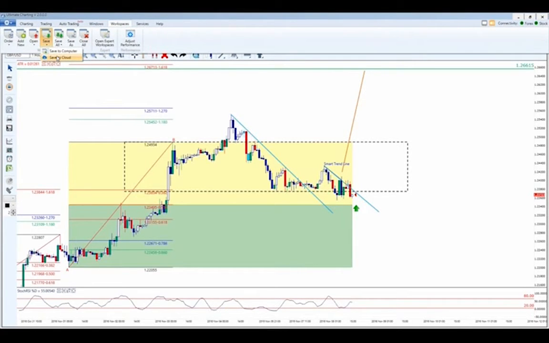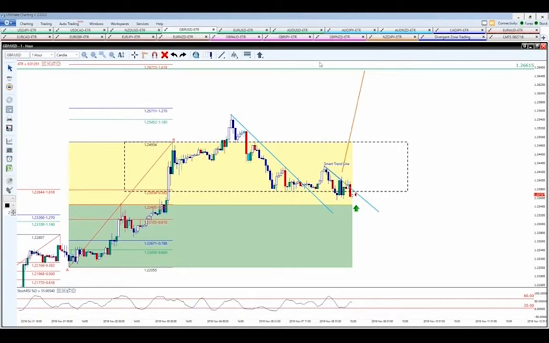The neat thing about that is that if I'm here in my office working on my charts, I can save them to the cloud, go home, and pull up the exact same charts on my workspace at home. Plus, our analysts can share their workspaces with you, and you can share your workspaces with our analysts if you want some information about your trading. So those are a couple of the neat features built in here.